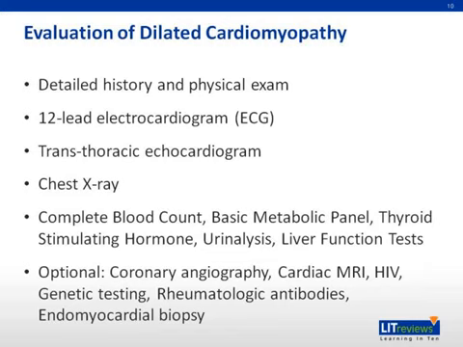Additional testing is dependent on history and physical exam. For instance, if someone has a history that strongly suggests ischemic heart disease such as angina or chest pain, then they should undergo coronary angiography. An HIV test may be indicated in individuals with appropriate risk factors. Cardiac MRI is helpful in diagnosing a variety of cardiac diseases, including infiltrative diseases, though its use is sometimes limited due to cost or availability.